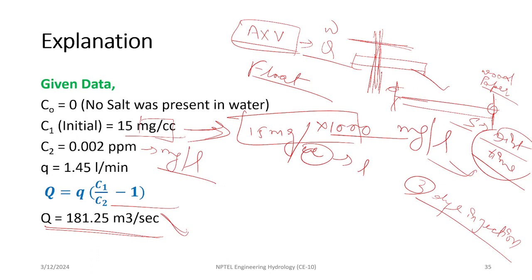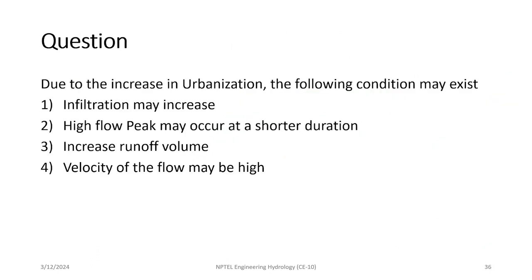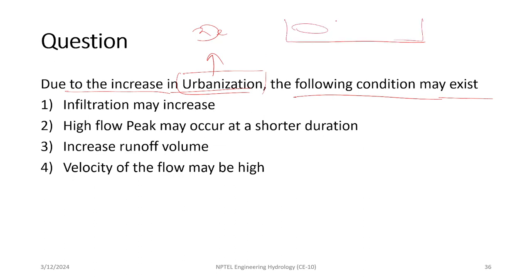Okay, now I am moving ahead to the next question. The question here is related to urbanization. It is asking that if urbanization is increasing in any area, the following condition may exist. You may know this word urbanization. Urbanization means development of an area, like more people migrating from rural to urban. So definitely there will be more construction you will be observing in this area.